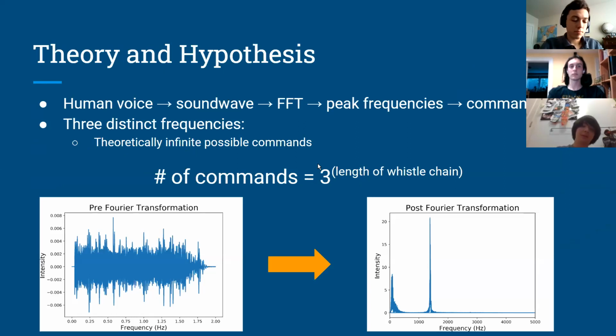In theory, we should be able to take a human voice, convert that to a sound wave, and then do a Fourier transform analysis on that in order to find certain peak frequencies. And from those peak frequencies, we can make a string of commands. However, due to the range of frequencies that the human voice can output, we decided to limit it into certain consistent whistles that we found, and we found that we were able to make three certain whistles that we can distinguish. Although even with these three distinct frequencies, you can make a theoretically infinite number of possible commands.